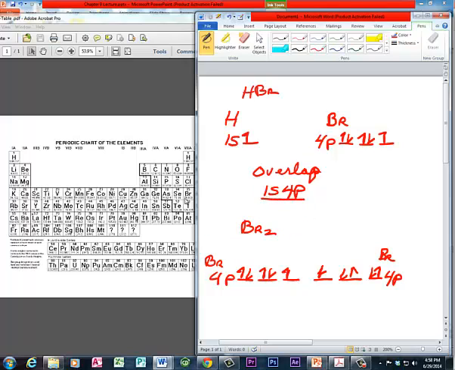For Br2, since we're in the 4p subshell, the orbital overlap for Br2 would be between these two unpaired electrons. These are atomic orbitals. That is the basis for the formation of a covalent bond in valence bond theory, and they would share that orbital in the 4p subshell and form a bond by pairing up those electrons. That's valence bond theory. It's just the overlap of unpaired electrons in atomic orbitals.